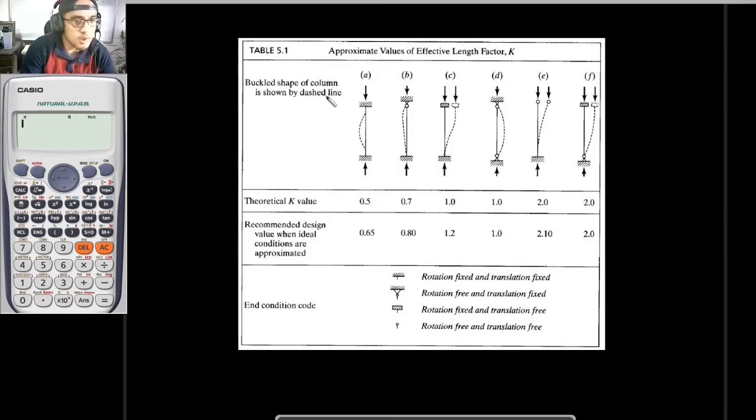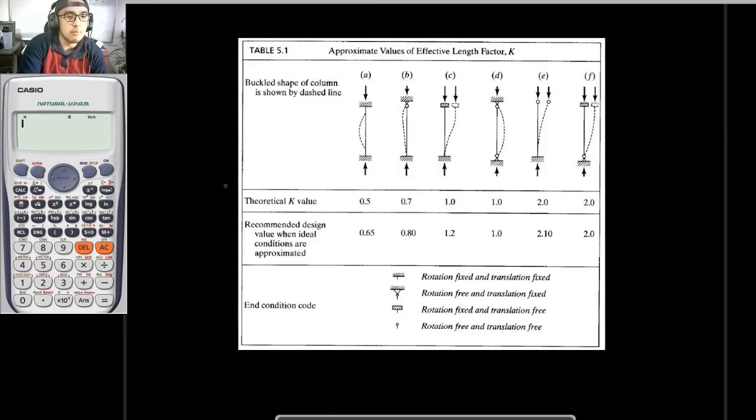Nakalimutan ko kung anong page to ng inyong book. So, ilagay ko na lang sa description kung anong page to. But this is to be table 5.1 by McCormac. So, dun sa librong yon. And actually, this is also in the National Structural Code of the Philippines and in the AISC. So, pare-pareha silang tatlo. So, that this is to be the approximate values of effective length factor K.